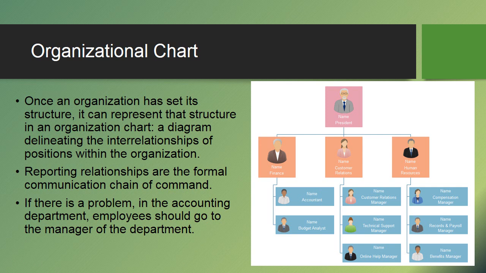So this is an organizational chart which you've seen 4 slides in a row now. Once an organization has set its structure, it can represent that structure in an organization chart, which is a diagram delineating the interrelationships of positions within the organization. Reporting relationships are the formal communication chain of command. That cannot be stressed enough.